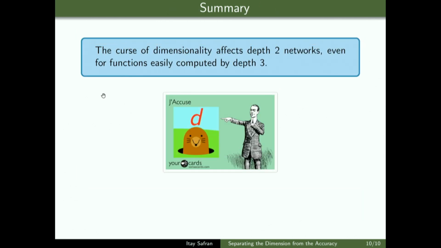So to summarize, we have shown that the curse of dimensionality does affect depth 2 approximation, even for functions that can be approximated using depth 3. And this time, the actual difficulty does stem from the input dimension itself. So this is why it is difficult to approximate in this particular setting that we have shown. And thank you very much.